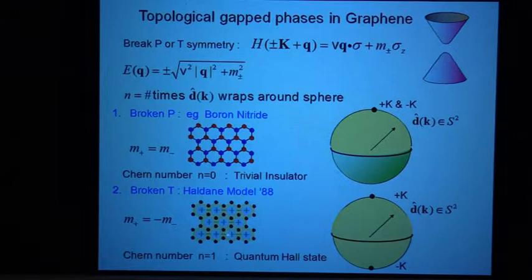Okay, and so in doing so, what Haldane did is realize that you could have a quantum Hall state without a uniform perpendicular magnetic field.